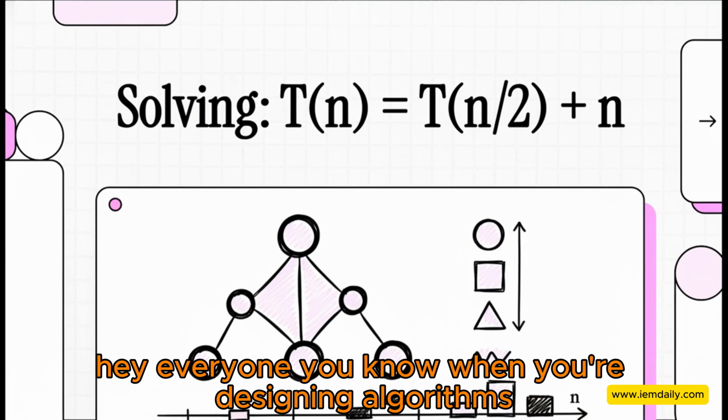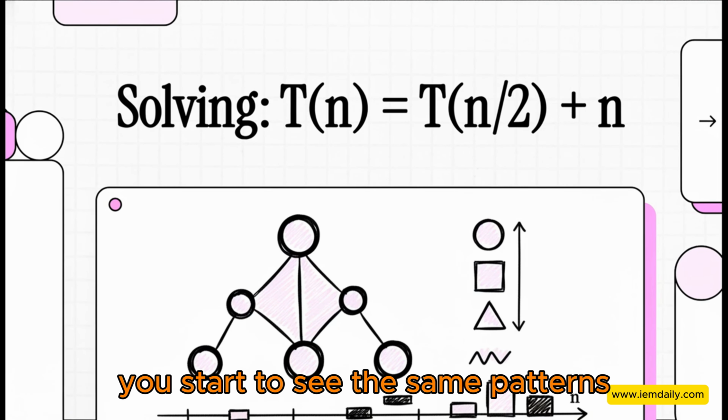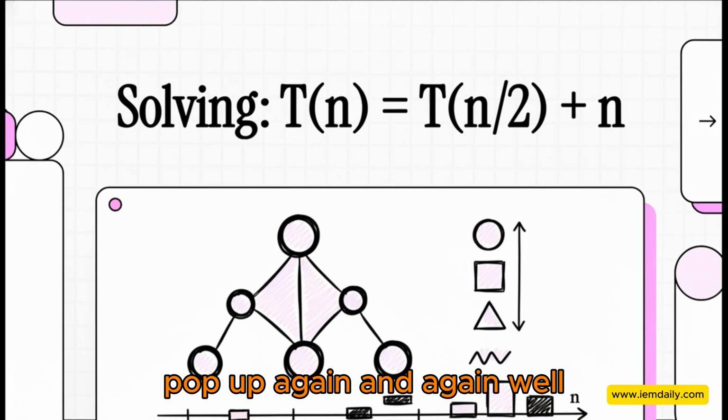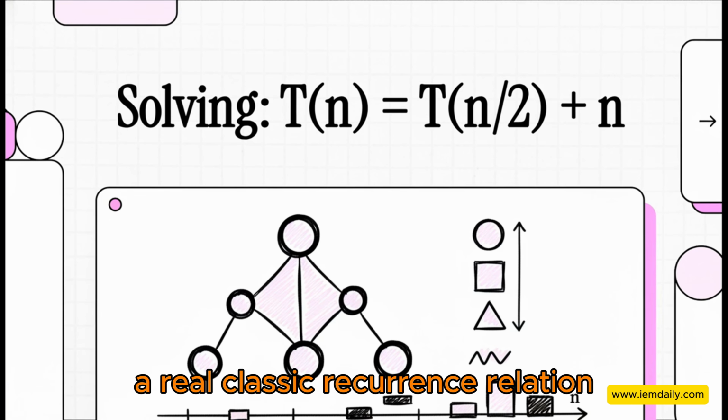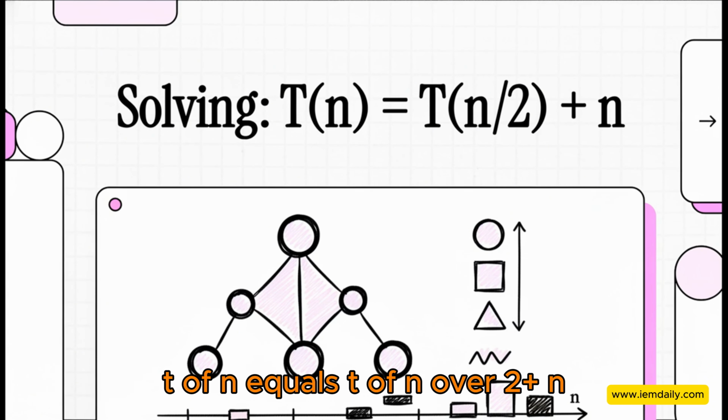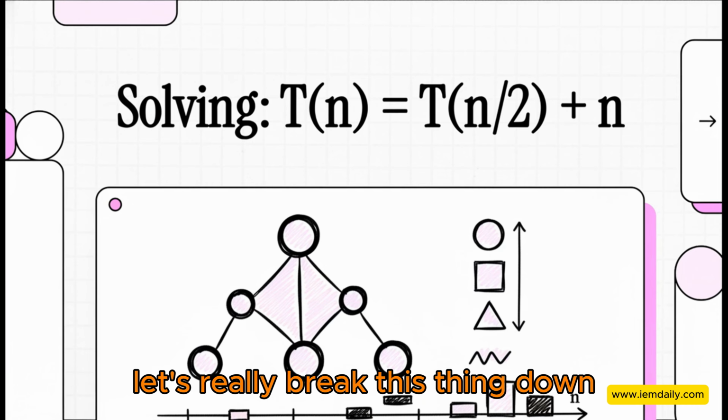Hey everyone. When you're designing algorithms, you start to see the same patterns pop up again and again. Well, today, we're going to tackle one of the big ones, a real classic recurrence relation that you will definitely see: T(n) = T(n/2) + n. Let's really break this thing down.